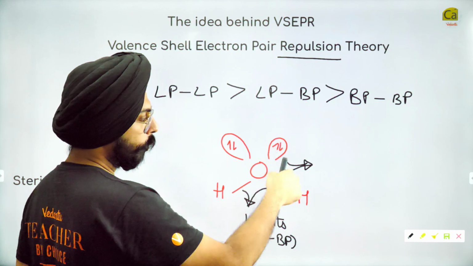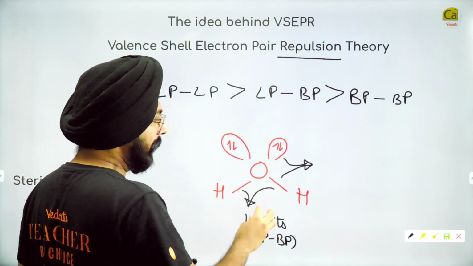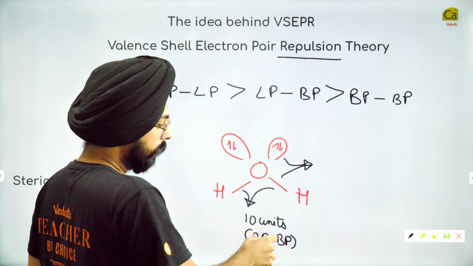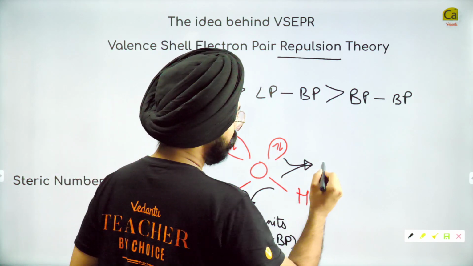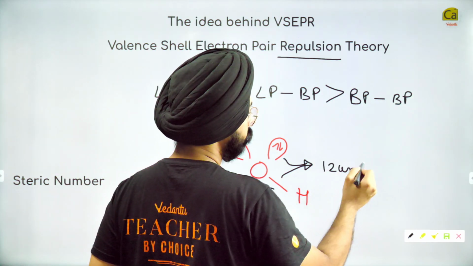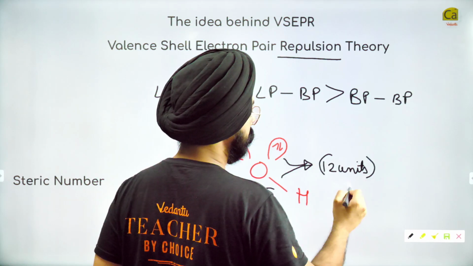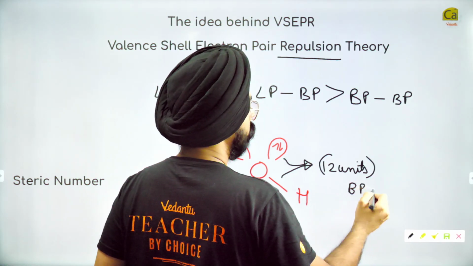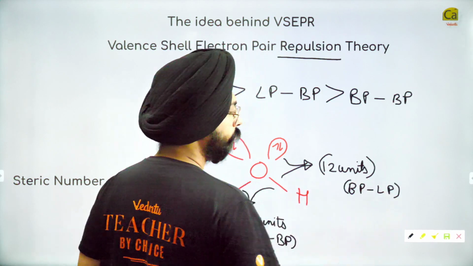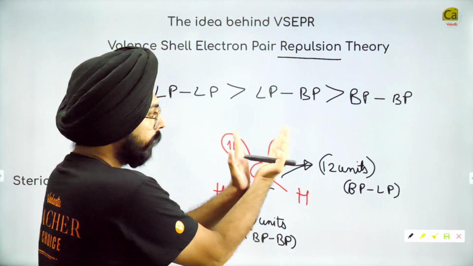This is going to be a lone pair bond pair repulsion. This will be a little more compared to the bond pair repulsion. So let's say this will be 12 units. Again, totally random example, ठीक है? तो ये आ गया आपका bond pair with lone pair repulsion. Then you will have a repulsion between these two as well.